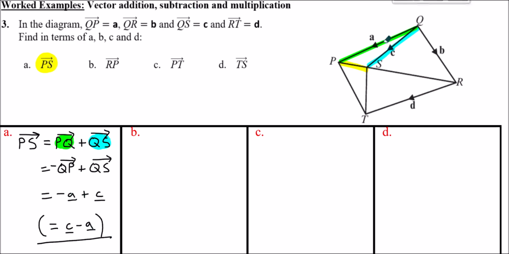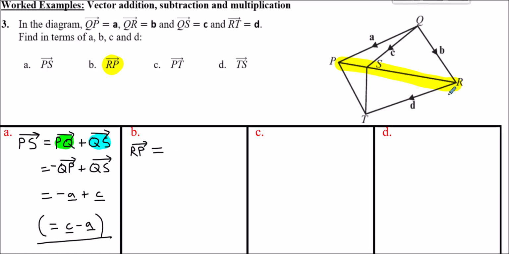So let's have a look at another one. Let's try part B. From part B, we're wanting to go from R to P. Okay, so where in the diagram is R, where is P? So from R to P, what we're doing is starting from R, going all the way up to P. So it's this big diagonal here. So using the vectors we can see how we're going to do that.